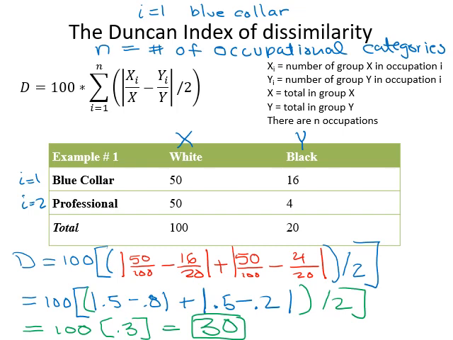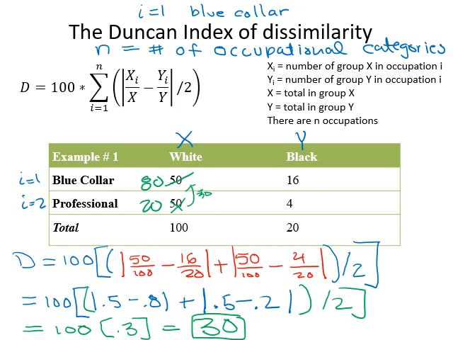Or 30% of white workers would have to change from professional to blue collar. Okay, so that would be 30 people going here, plus 30. So you'd have 20 left, and then this one would become 80. Okay, and the distributions would be the same.